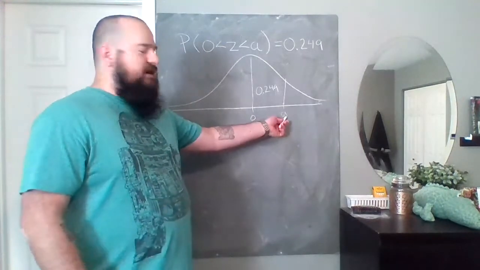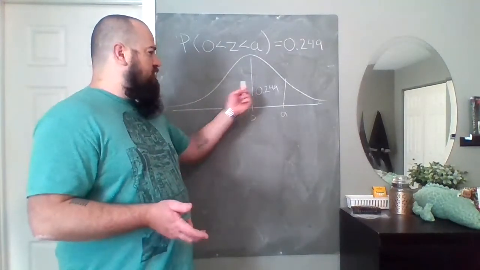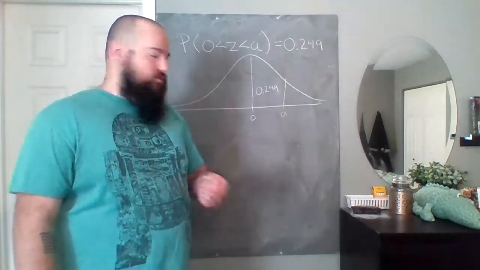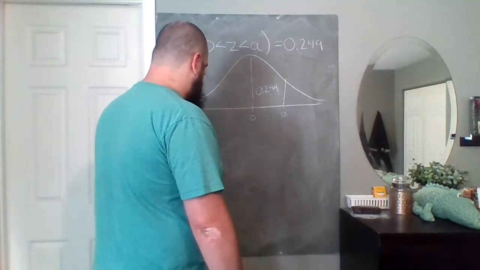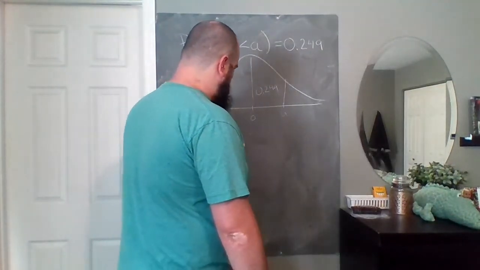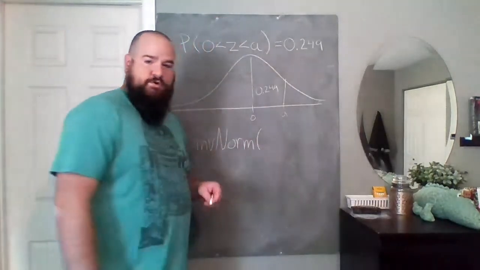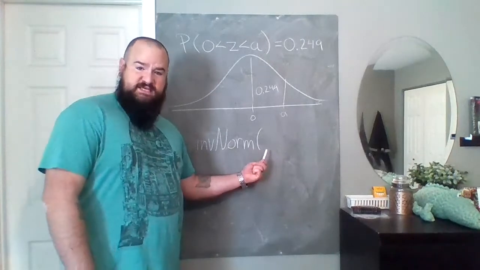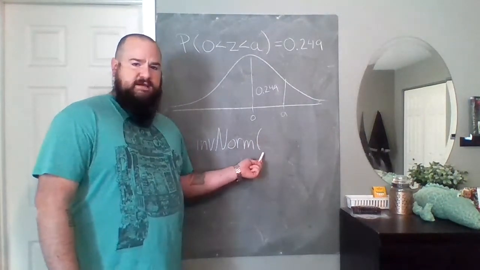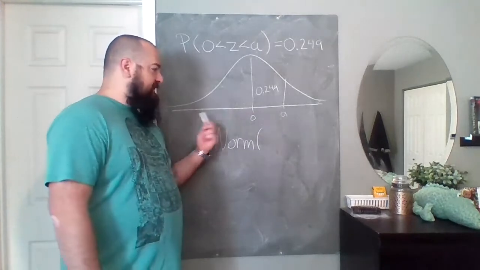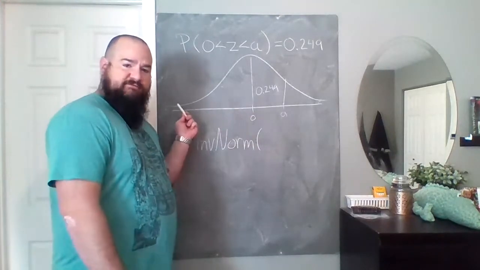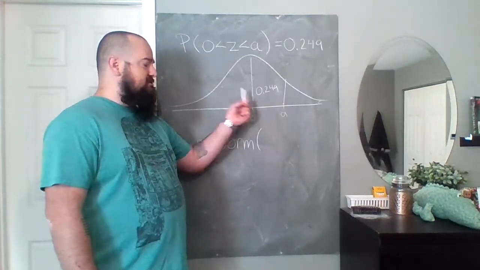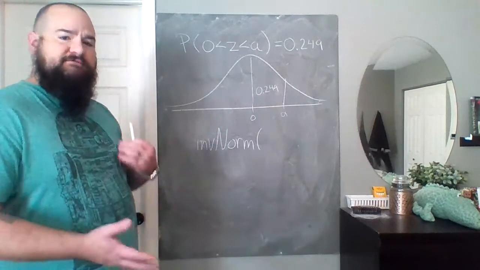Now, since we're trying to find that a value, we know to go from an area to a data value, we need to use the inverse norm. The problem is the area inverse norm takes in, the very first thing it says is the area, and it wants to know the area to the left of the value we're looking at. We want a, so we need the area to the left of a. But we don't know the area to the left of a. We know the area from a to 0. So how can I get the area to the left of a?